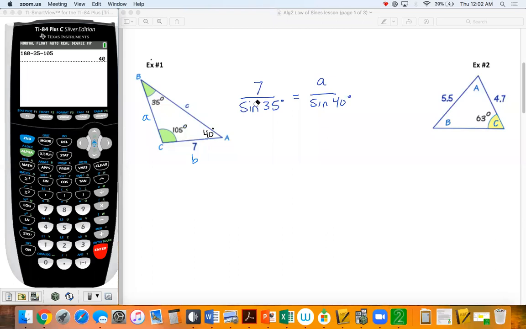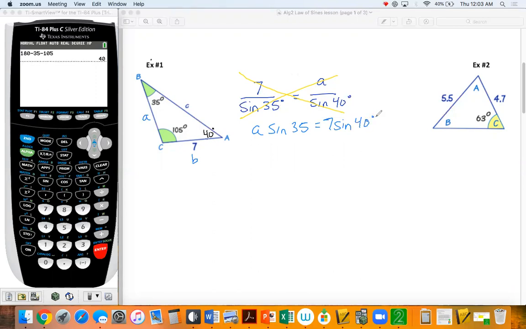Now, how do you solve a proportion? My favorite technique from middle school was to do a cross product, or cross multiply. So we're going to multiply in the direction of the variable first, which would be this way. So we literally have length A times sine 35, which would be A sine 35. And that's going to equal the other cross product, which would be multiplying this way, which is literally 7 times sine 40.